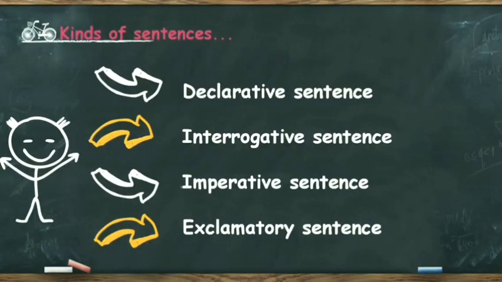First, let me introduce the names of those kinds of sentences. As you see here, there are four kinds of sentences. The first one is declarative sentence. Read it along with me, children. The first one is declarative sentence. Second one is interrogative sentence. Third one is imperative sentence. Fourth one is exclamatory sentence. I repeat this again. Declarative sentence, interrogative sentence, imperative sentence, and exclamatory sentence.